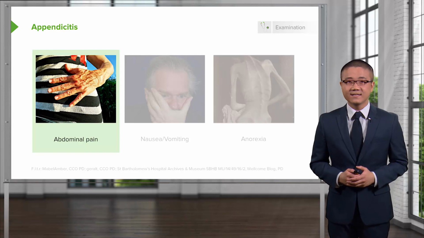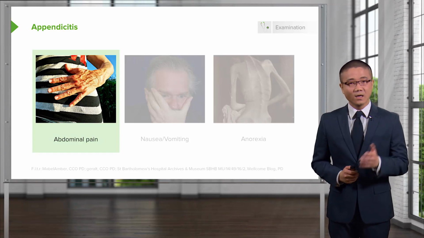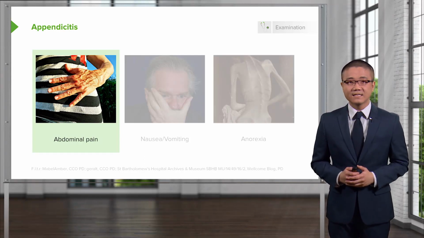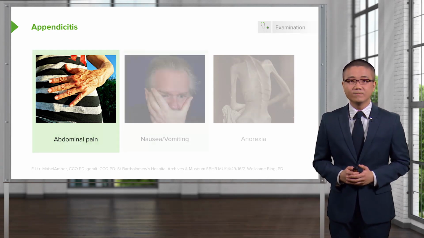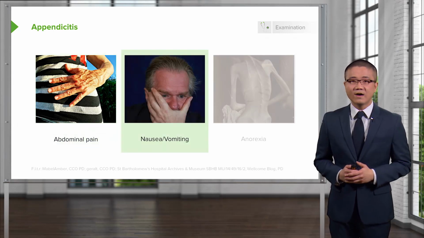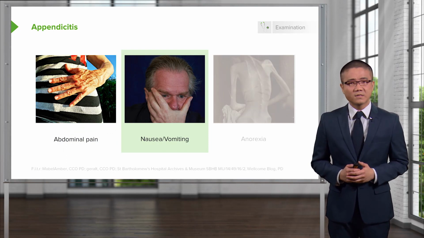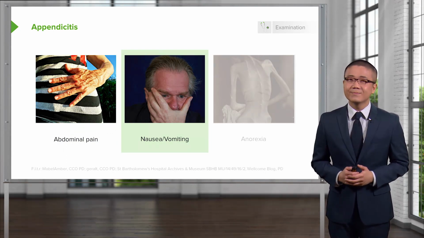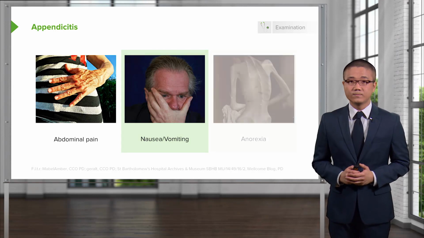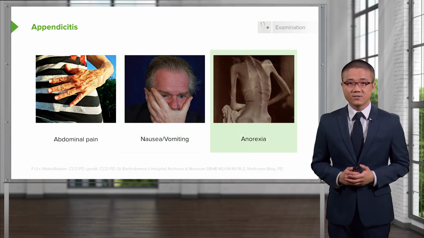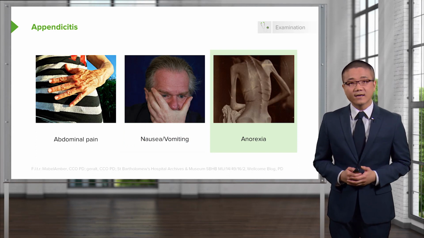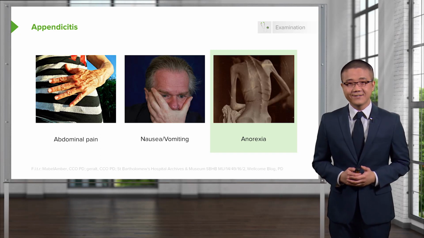Let's go over some classic history and physical findings. Abdominal pain, typically described as periumbilical with some radiation eventually to the right lower quadrant of the abdomen. Variable nausea and vomiting. Again, this is complicated by the fact that when patients present with abdominal pain and nausea and vomiting, we sometimes are thinking small bowel obstruction. Very classically associated with anorexia or the lack of appetite. These findings are very classic, but remember, as with anything in clinical medicine, not all findings are going to be present.